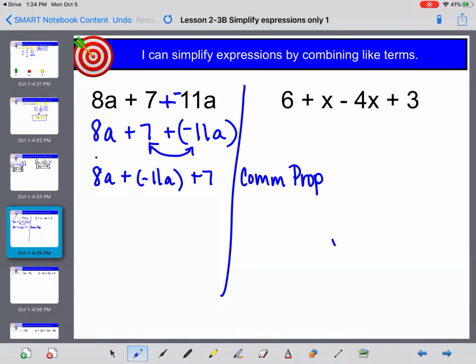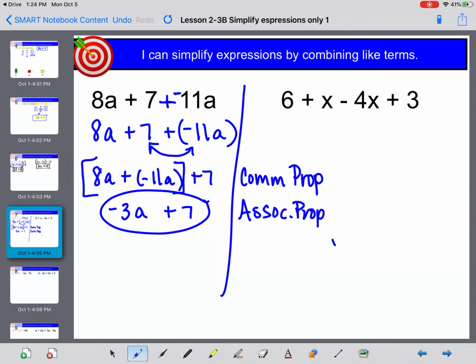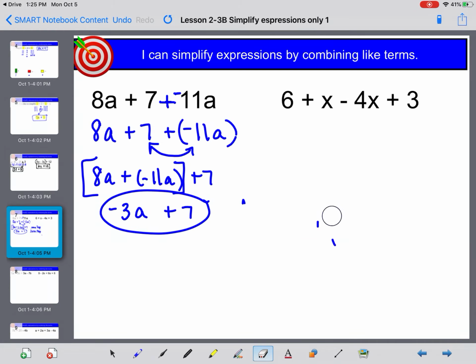Then I need to use the associative property to group this together. 8a minus 11a is negative 3a plus 7, and that was the associative property of addition. And then this is my answer. So we're getting really good at understanding that we do not need to get a single number as our answer. We can leave it as an expression.